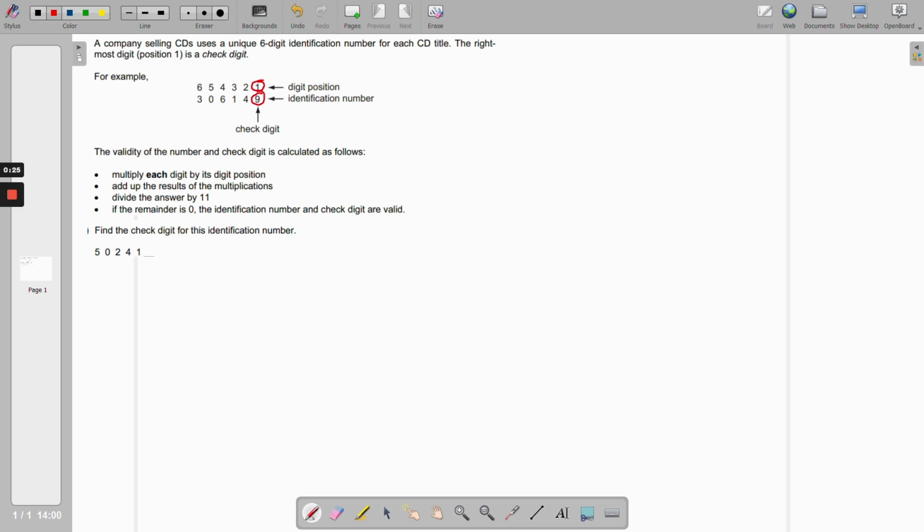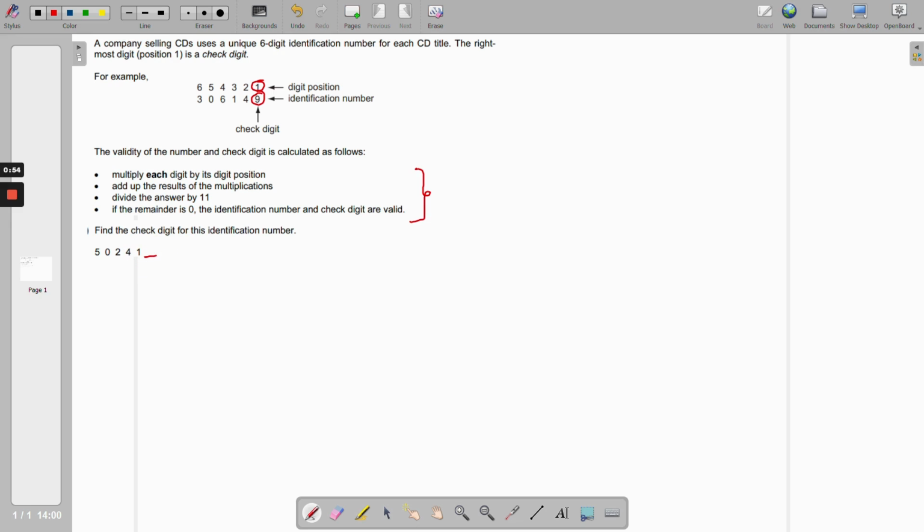The validity of the number and check digit is calculated as follows. So if you want to make this number and check whether it is a valid identification number, then this is the algorithm for it. These are the 4 steps that you need to follow. And the question is to find the check digit, that is what digit would fill the check digit value in here.